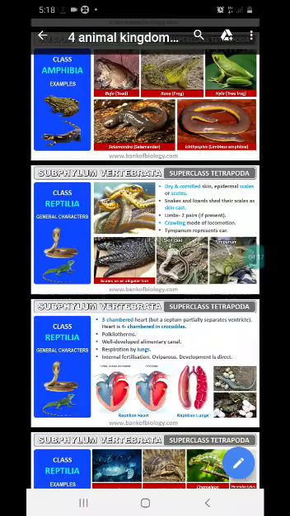So these are the examples of the class Amphibia, which is the salamanders. And this is the limbless amphibian, they don't possess limbs, called Ichthyophis. These are the salamanders. Okay, right.